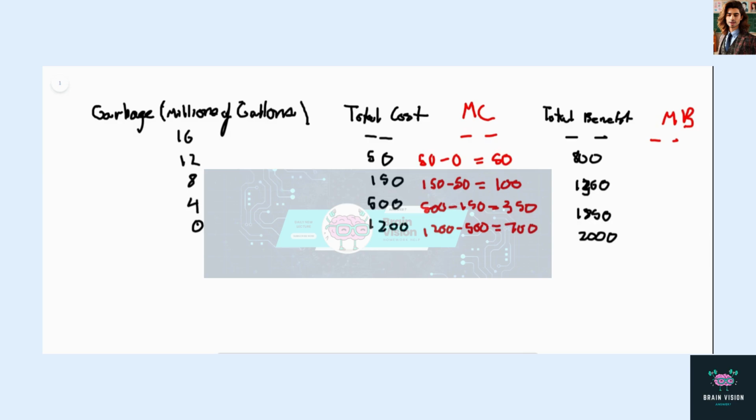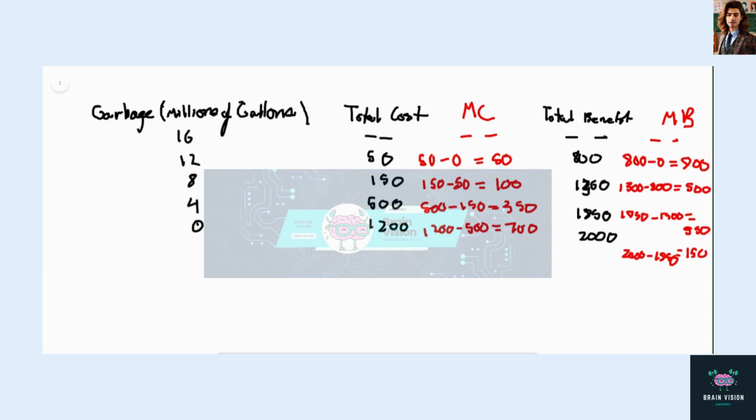And we do the same thing over here. So we do 800 minus 0, and we get 800. 1300 minus 800, and we get 500. We do 1850 minus 1300, and that ends up equaling 550. And then we do 2000 minus 1850, which equals 150. So that's part A. We calculated the marginal benefit and the marginal costs of doing this.